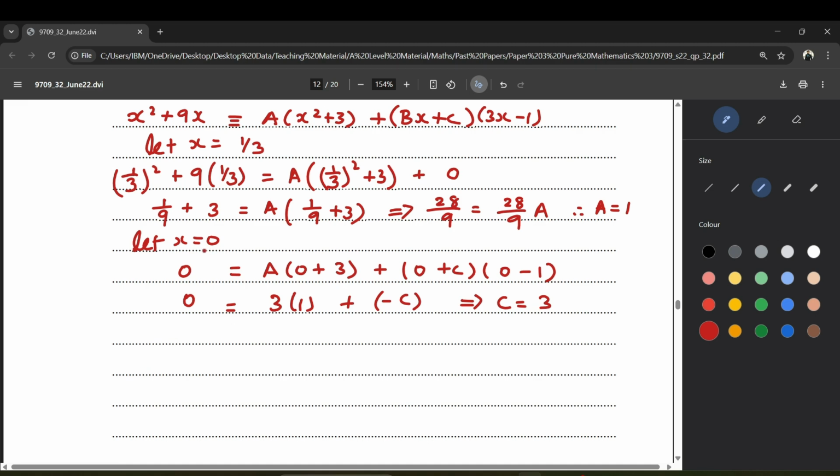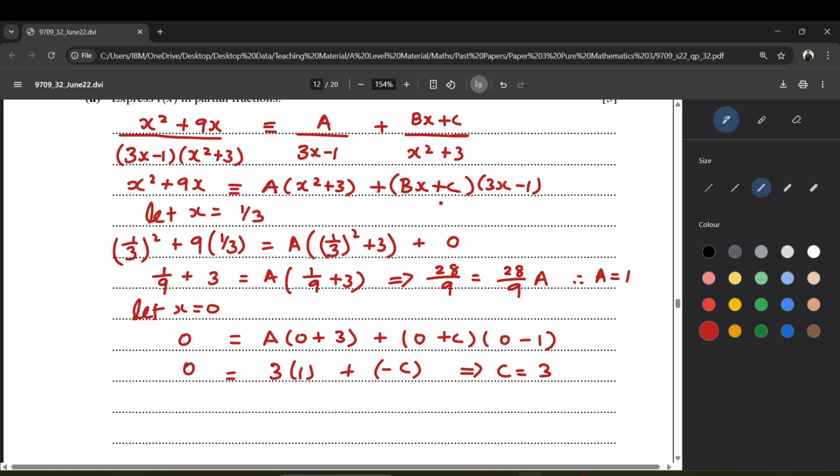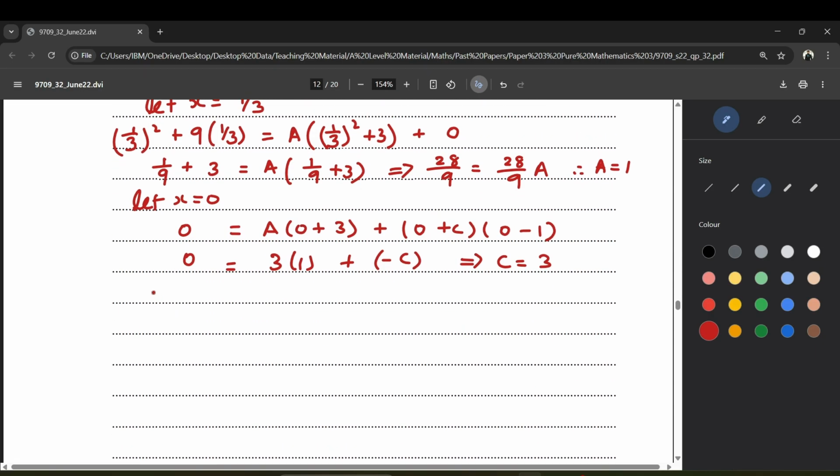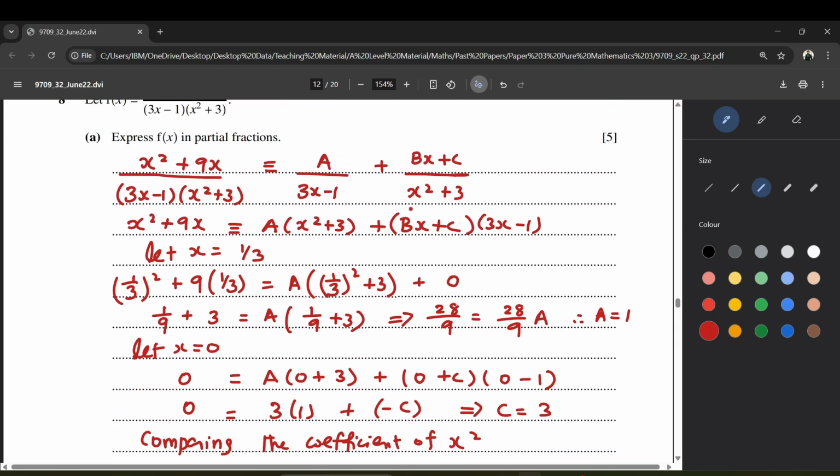Now by substitution we can only find two unknowns, so we can now use a different method, which is comparing the coefficients. So we can say comparing the coefficient of x squared. It is better to use the highest available power if your unknown constant is part of it, because in that case you have fewer terms to deal with. If I were to compare the constants, there are actually more, right? So it is a better idea to use the highest available power.